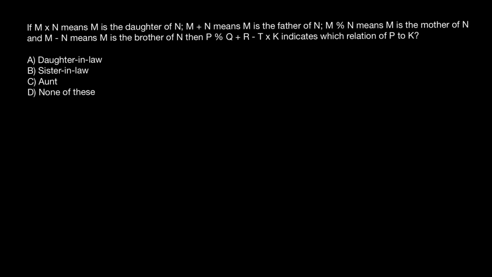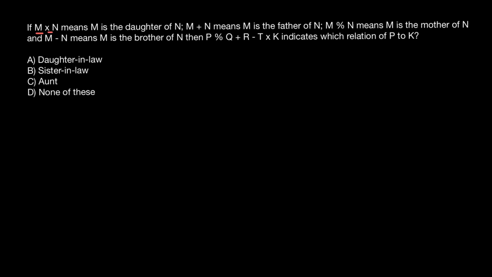Today's problem is: if m times n means m is a daughter of n, m plus n means m is a father of n, m percent n means m is a mother of n, and m minus n means m is a brother of n, then according to this code, which indicates which relation of p to k. So how are we going to approach this problem? Take a look.